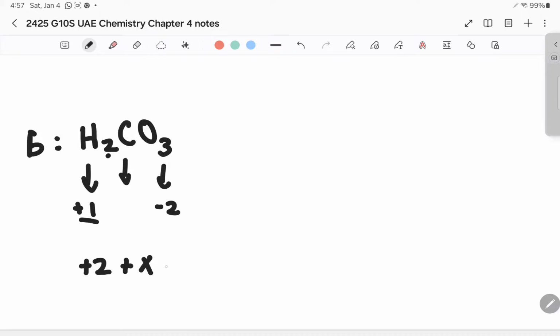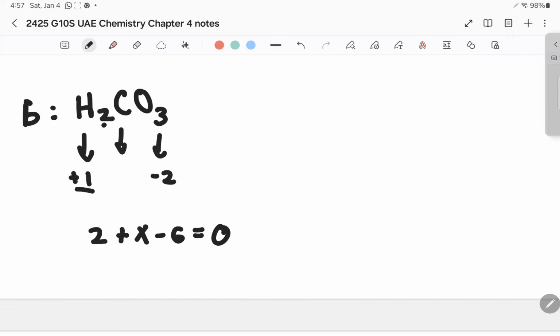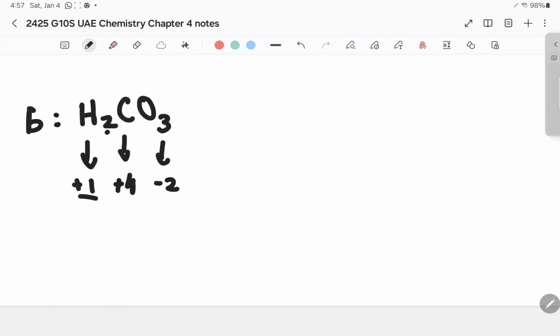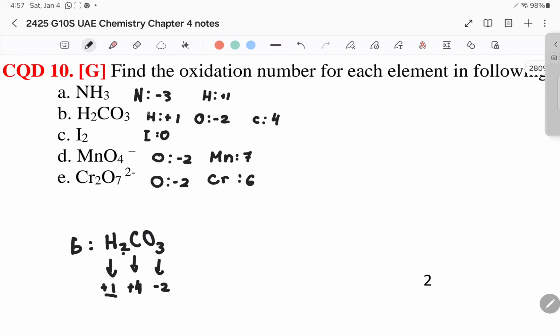Here you could remove the plus and just write -6, equals the charge of the compound, which is 0. So 2 plus x minus 6 equals 0. So it means x minus 4 equals 0. x equals 4. So C would be equal to +4. And that's how you find it for this one. H is +1, O is -2, C is +4.